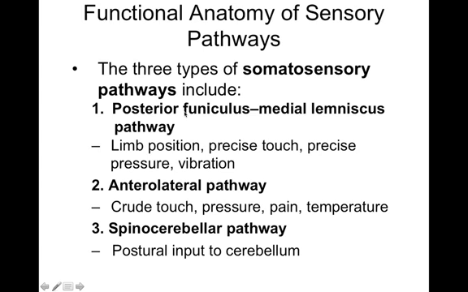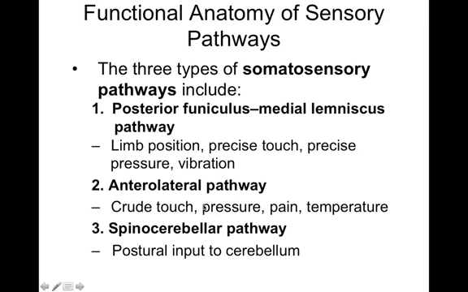So if someone has damage to the posterior funiculus in their spinal cord, then they may lose this type of information, including limb position. They might have difficulty understanding where their limbs are located. They might also have difficulty feeling things precisely. Not crude touch, precise touch. They might feel that something's in their hand, but they couldn't tell you what it was unless they saw it with their own two eyes, right? So that's the posterior funiculus.